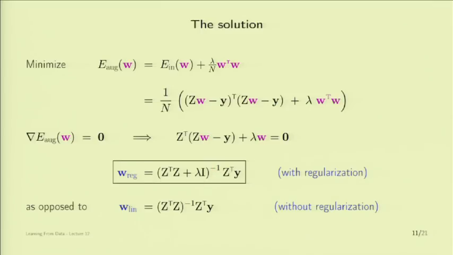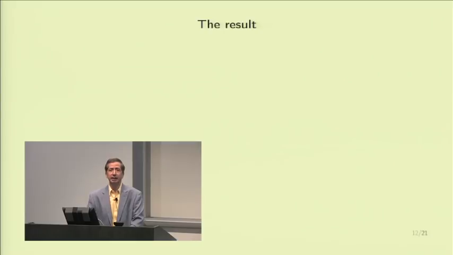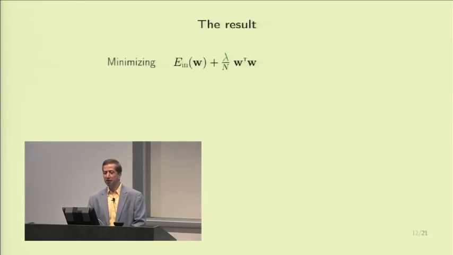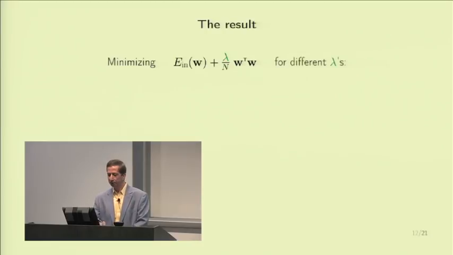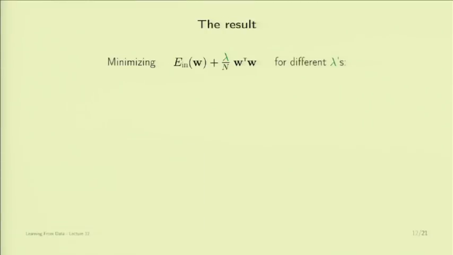Okay. So we have the solution. Let's apply it and see the result in a real case. So we're now minimizing this, but we know what the solution is explicitly. And what I'm going to do is vary lambda, because this will be a very important parameter for us. So we have the same regularizer, W transpose W, and I'm going to vary the amount of regularization I put. And I'm going to apply it to a familiar problem. This is for different lambdas. Remember this problem? Yeah, we saw it early in this lecture.